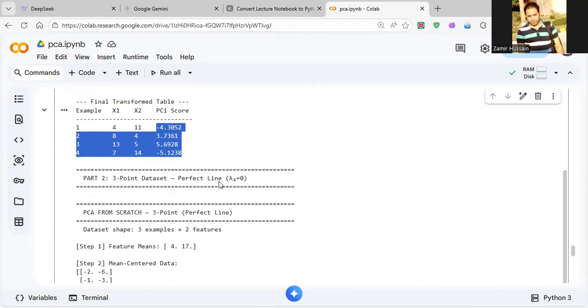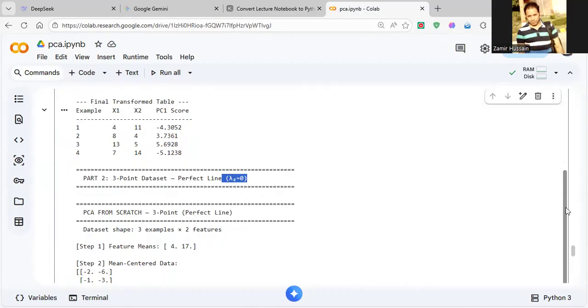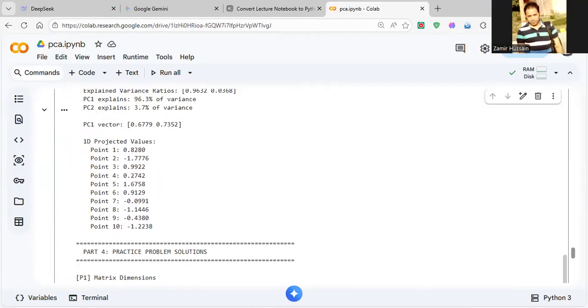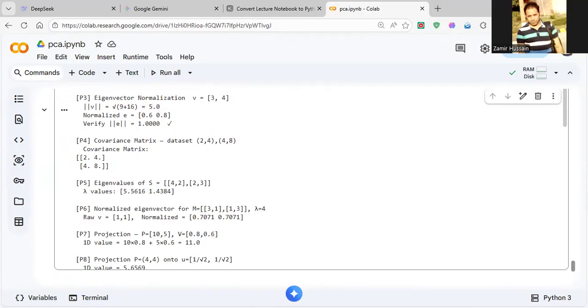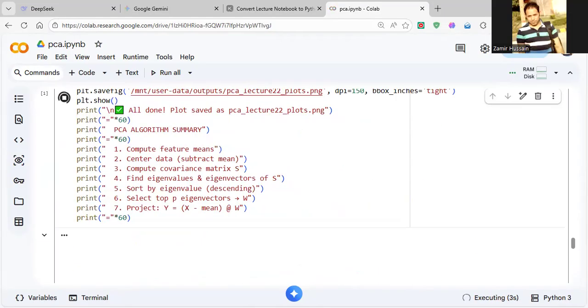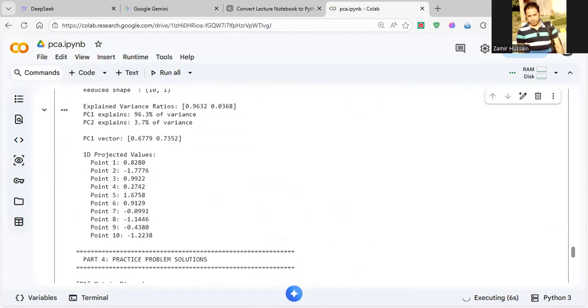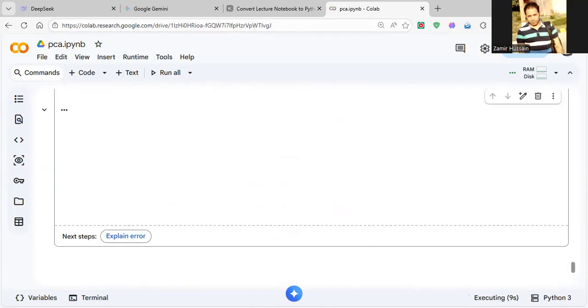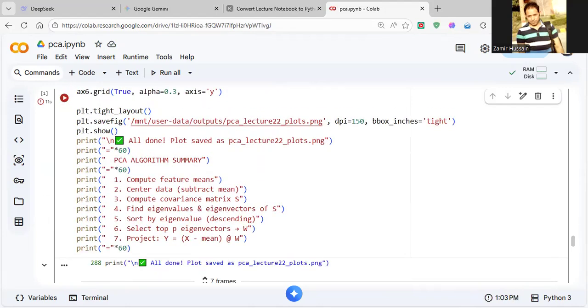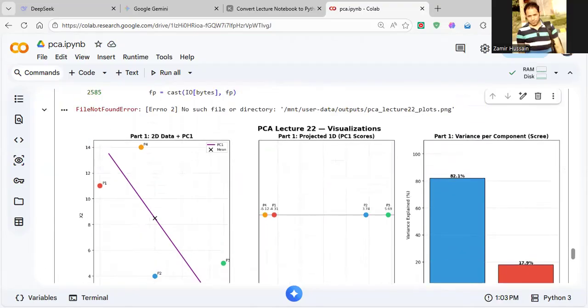And the third and last one: lambda 2 is 0, meaning this line is passing through the origin. Here are my feature vectors, solved manually and also solved in Python. Here is my output. I'm running this code. Output of this code. Yes, here is the output.